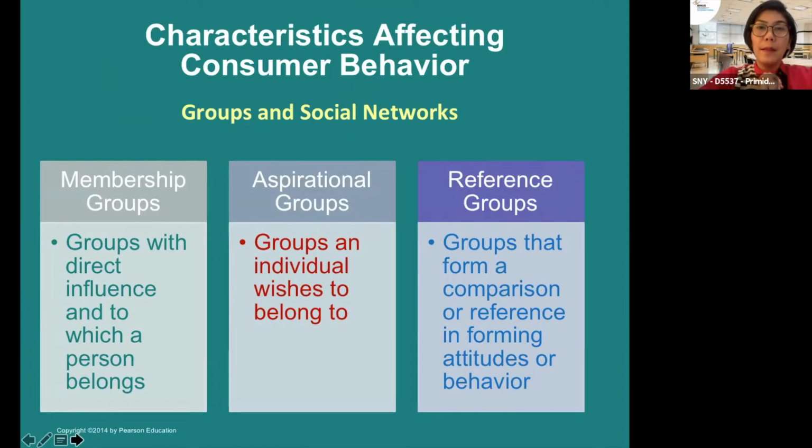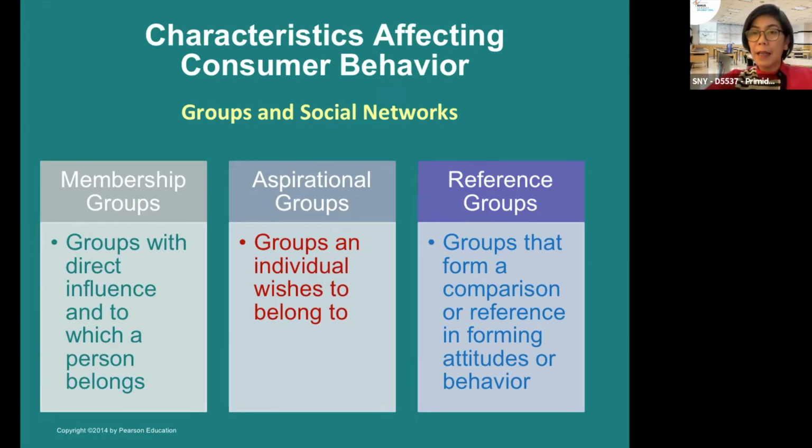All right. Now, remember, we're done with the culture. Now we're talking about social groups and social networks. Because we don't have quite a lot of time, I'm just going to pick some of the elements here that are interesting to discuss. Let's talk about reference groups. A reference group is one of the elements of social factors that influence consumer behavior.